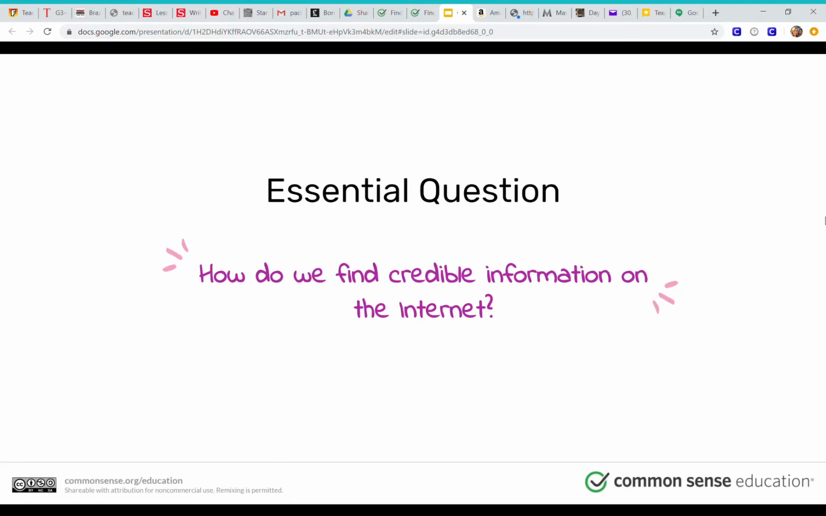So today's question is, how do we find credible information on the internet? As we go through this slideshow, we're going to work on answering that question so that you become an informed viewer and an informed citizen, and you know how to tackle the news and find the best real news sources for you guys, okay?